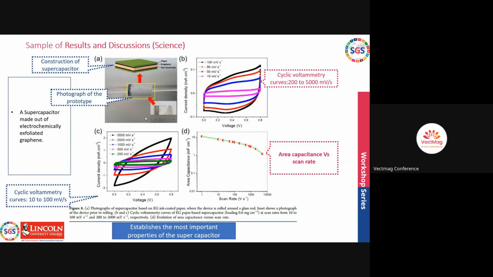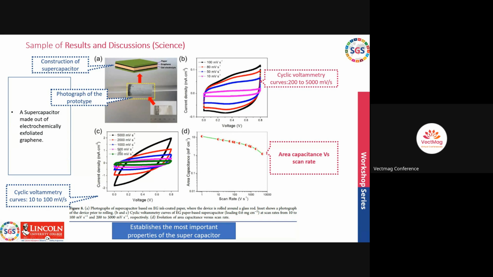So now they also show how this supercapacitor is constructed. They've already shown it here. They have an electrolyte gel in between, there is graphene-coated paper on each side, and then there is a terminal on each side. Then they show, using the cyclic voltammetric curves, how the current density is varying across the voltages, for scan rates from 200 millivolts to 5,000 millivolts per second. So that's what they show there.